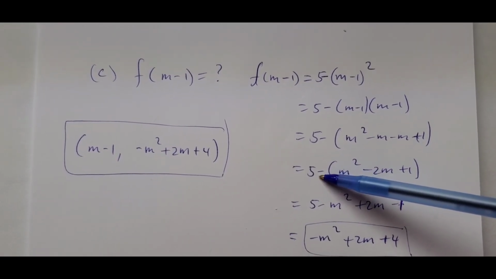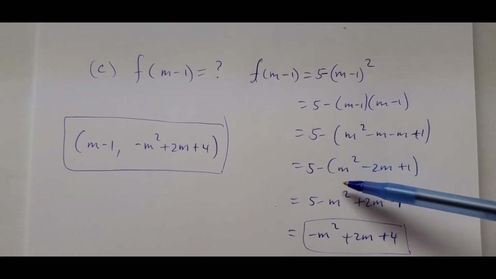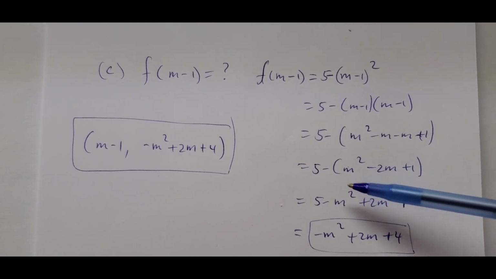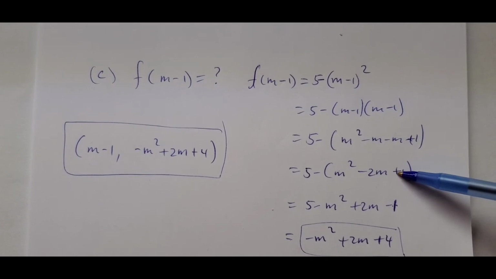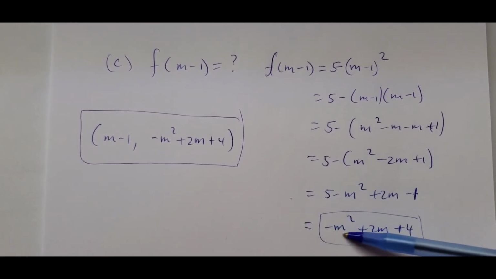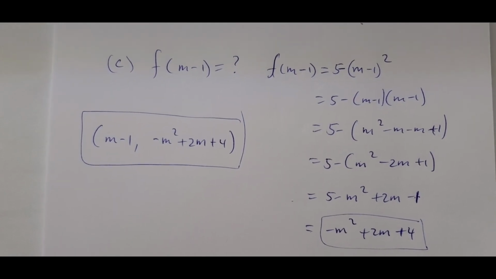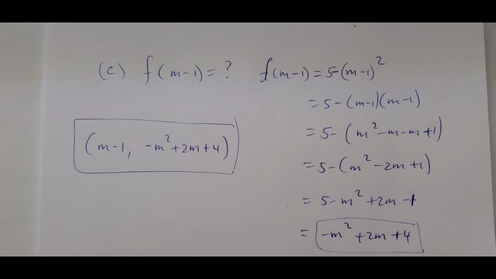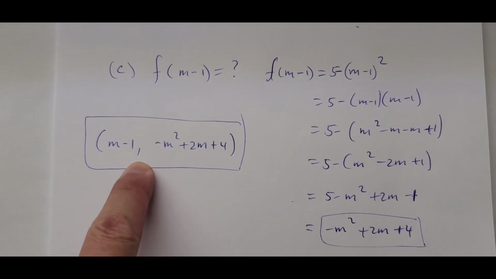However, there's a minus in front. So minus times m squared is minus m squared. Minus times negative 2m, positive 2m. Minus times positive 1 is negative 1. Combine like terms, so I should have negative m squared plus 2m plus 4. Or you can write it like this if you want.